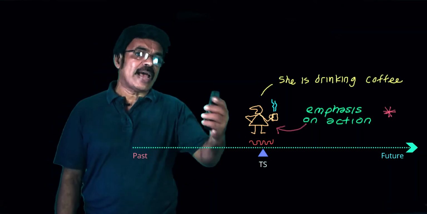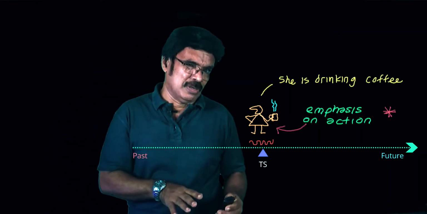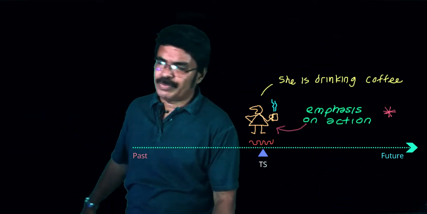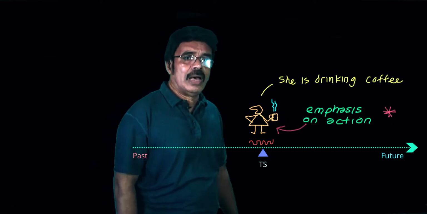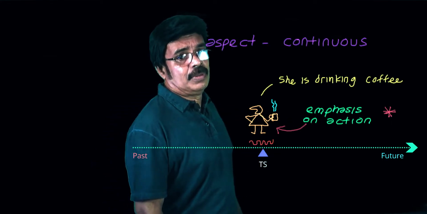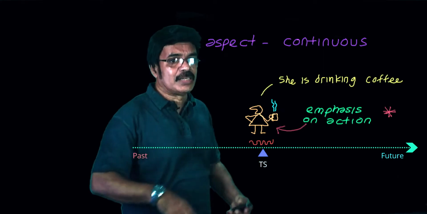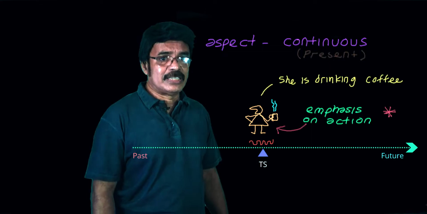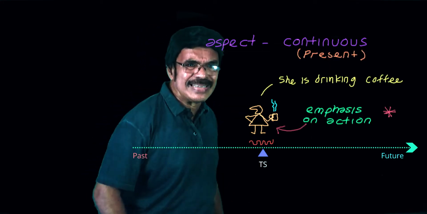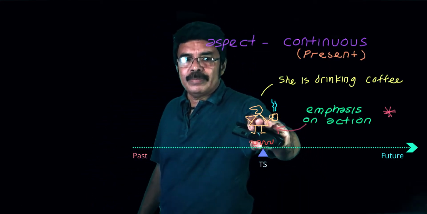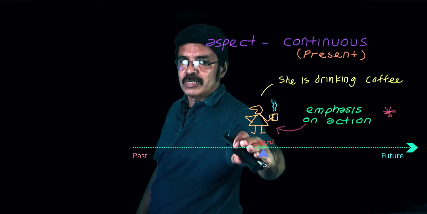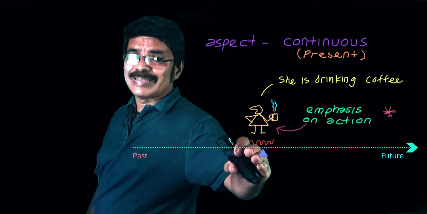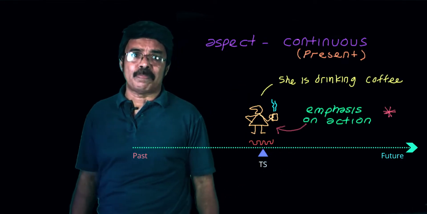So emphasis on action. We are thinking about the action, not the duration, not when she started or when she is going to finish. No, we don't want that. We are thinking about only the action. Aspect: continuous. Why continuous? It's happening, it's happening, it's happening. That is why we call it continuous. So this is present continuous. Why? This is happening at present. So now something is continuing, therefore this should be present continuous tense.